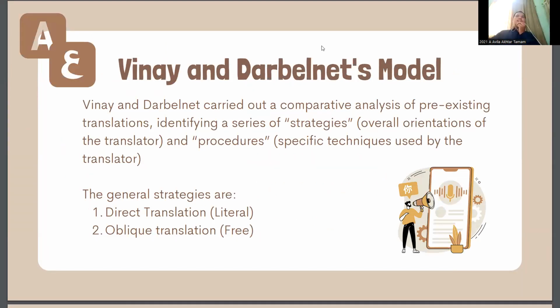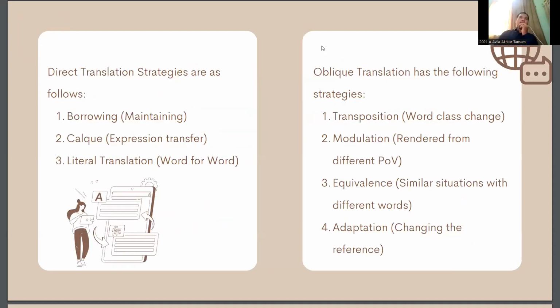Vinay and Darbelnet carried out a comparative analysis of pre-existing translations, identifying a series of strategies and procedures. The general ones are direct translation, meaning literal, and oblique translation, meaning free. The strategies of direct are first, borrowing, second, calque, third, literal translation. And oblique has first, transposition, second, modulation, third, equivalence, and fourth, adaptation.